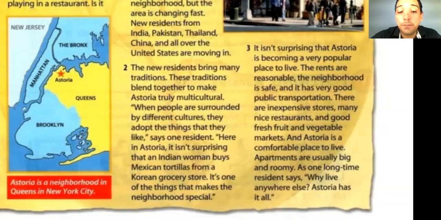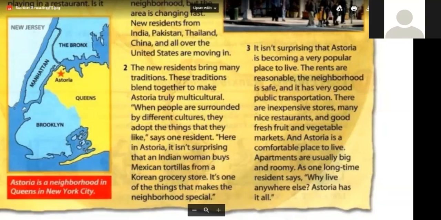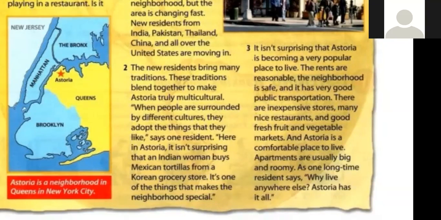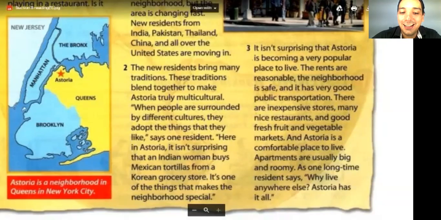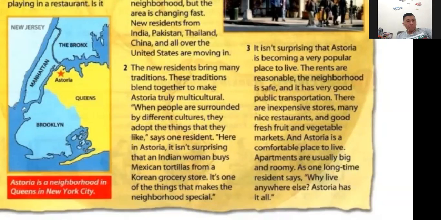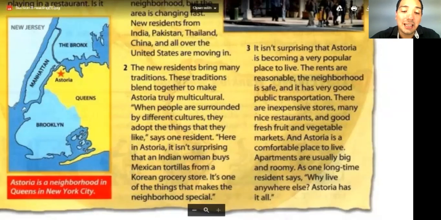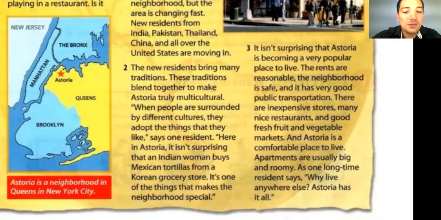Another. Adopt. They adopt the things that they like. Ellos adoptaron las cosas que les gustan. So, ojo, la lectura está generalizando, no está hablando en primera ni en segunda persona, está hablando en tercera persona, generalizando, y no está en pasado, está en presente. Todo está en presente. Okay, so they adopt the things that they like, says one resident. Eso sí está en tercera persona.